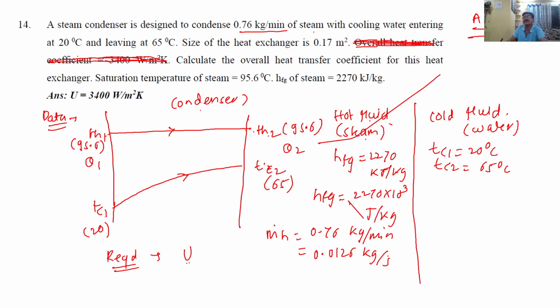Heat transfer area, as it is a common thing, I will write here: area is equal to 12 meter square. It has nothing to do with hot and cold fluid. It is the dimension of the heat exchanger. So better to write it separately. Don't write it under the columns.